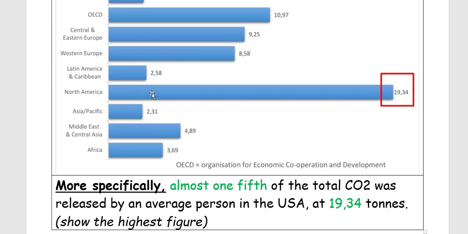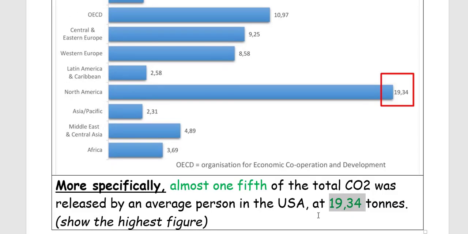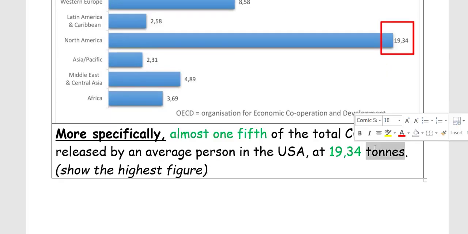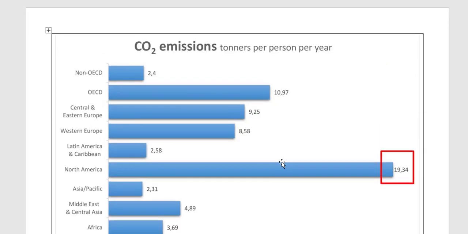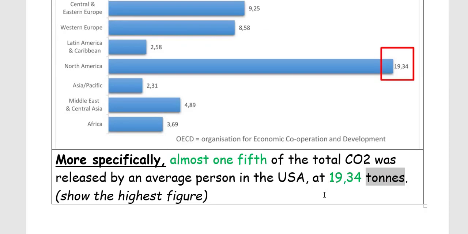You must be very specific. So here we have North America, in the USA, and then comma, at, right, at, and show the exact amount. So at 19.34 tons. Okay, remember to indicate the measurement, because here we have tons, right? So we need to do this.